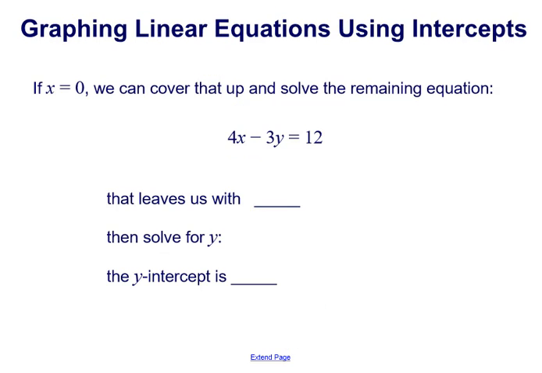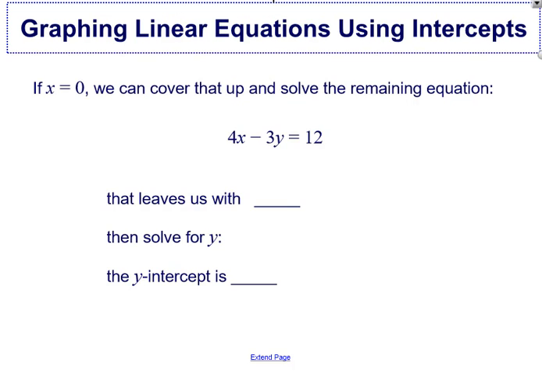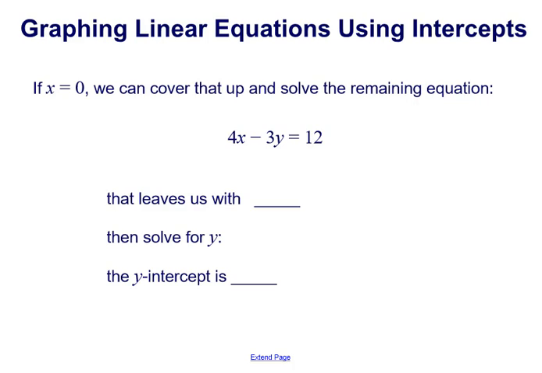Now, the cover-up method also works for finding the y-intercept. So if x equals 0, we can cover that up and then solve the remaining equation. If I get my white box to cover up the x part of the equation, then this part would be gone. And now we would be left with negative 3y equals 12. If we solve for y by dividing both sides by negative 3, we get that y equals negative 4.